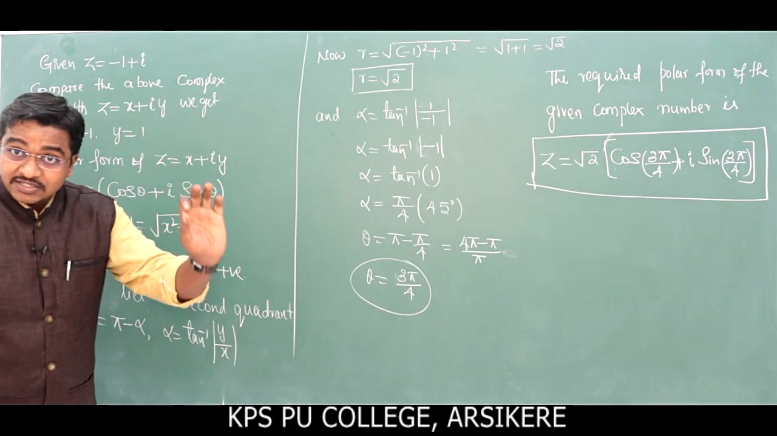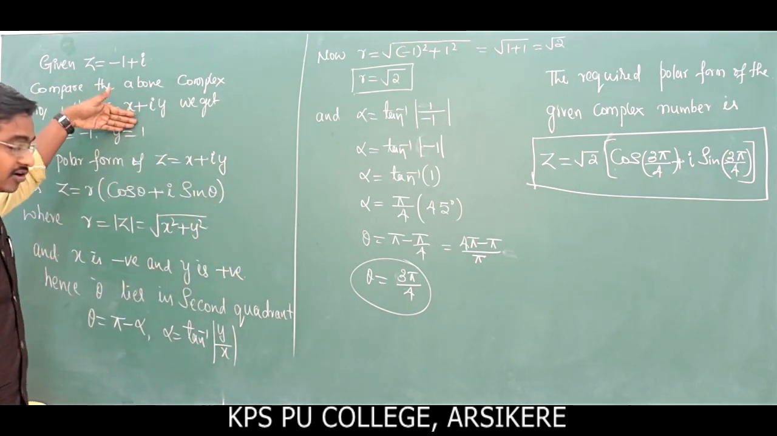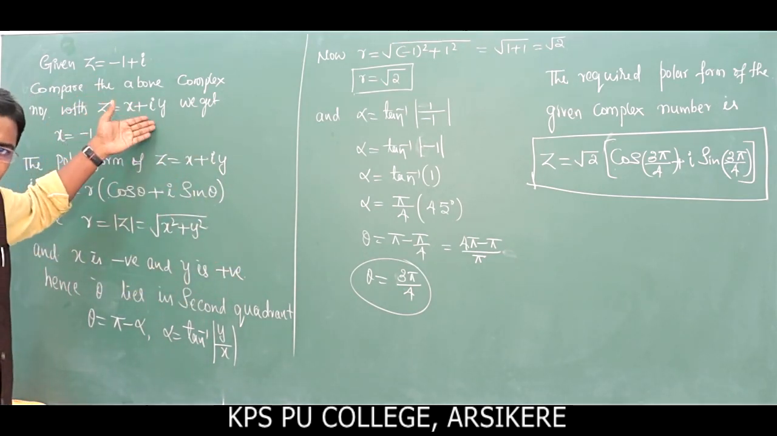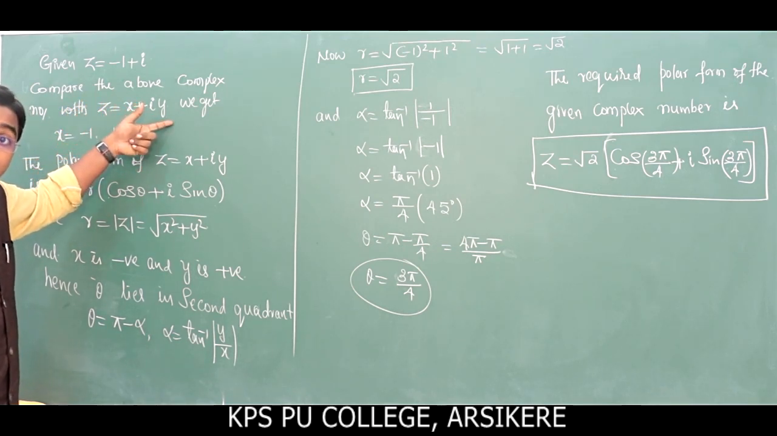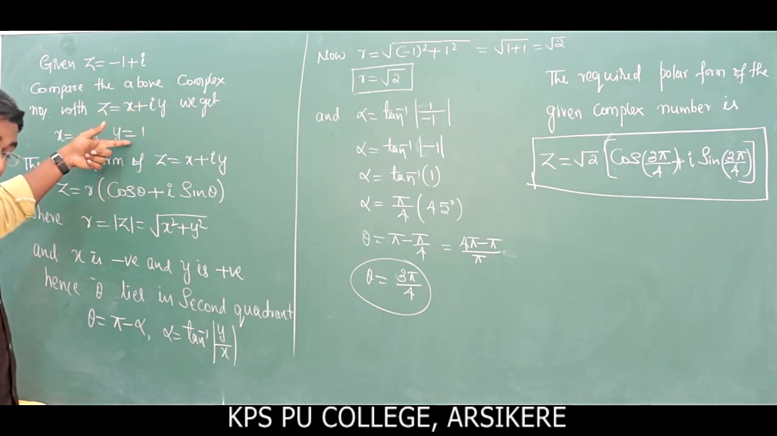So what are the important steps here? Convert the given complex number to general form. Already general form only, that is not a problem. Then compare with x plus iy. We obtain the values of x and y.